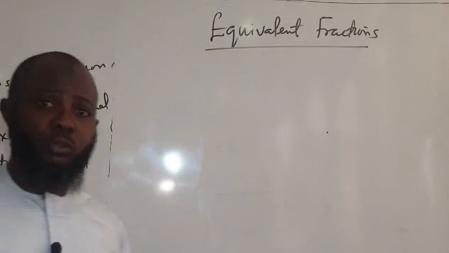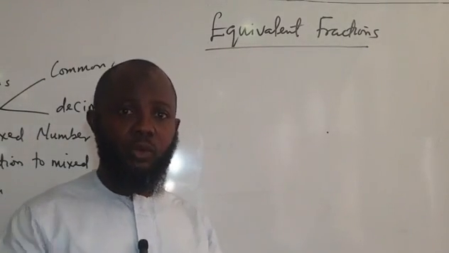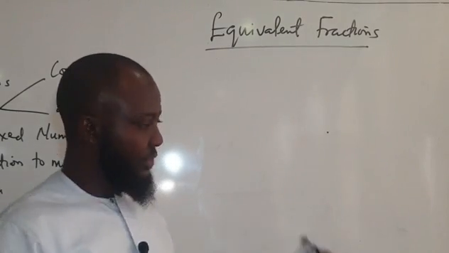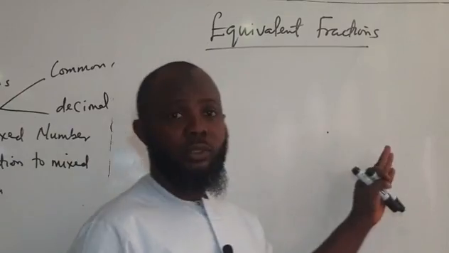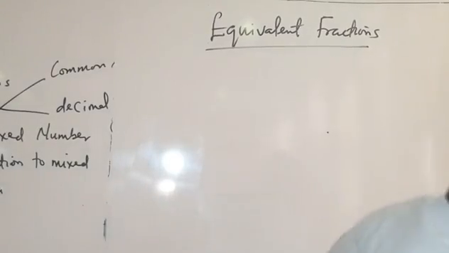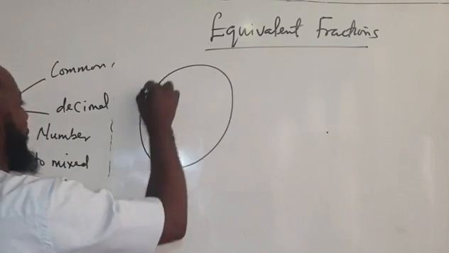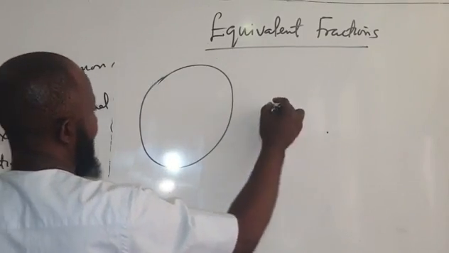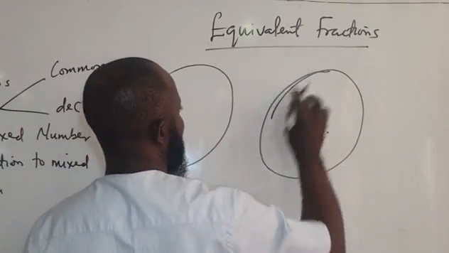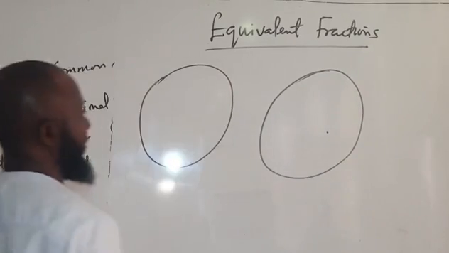So when we talk about equivalent fractions, we are talking about fractions that are equal in values. If you have this fraction, it must be equal to this fraction. So how do we arrive at that? Let's look at this scenario. We have this circle. We have another similar circle. The same thing of the same size, right? We have this, we have that.